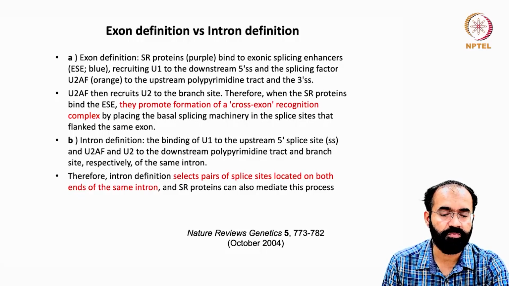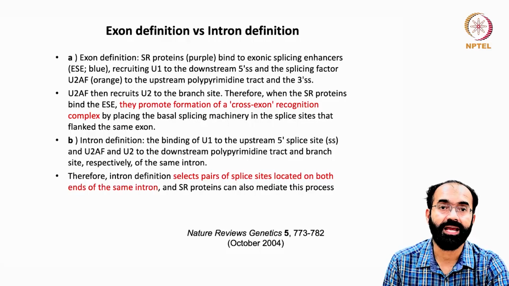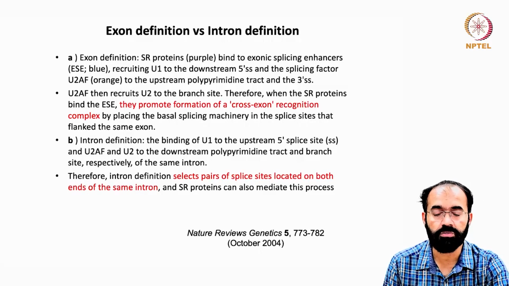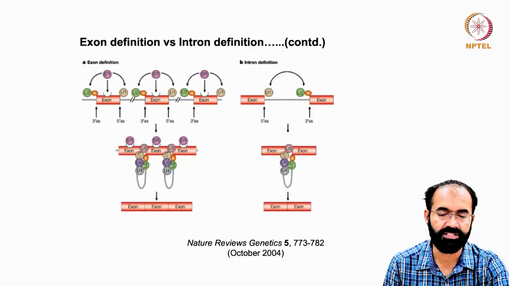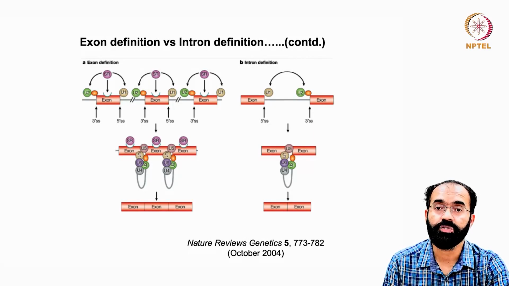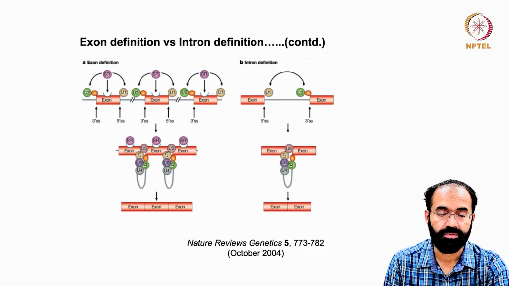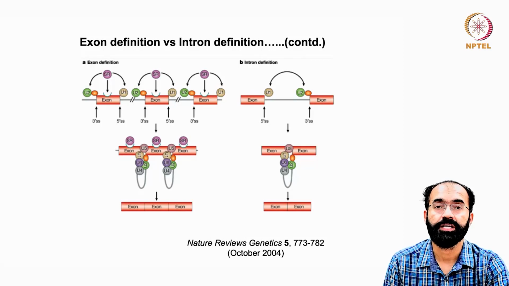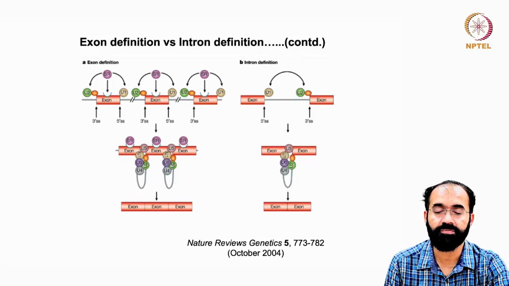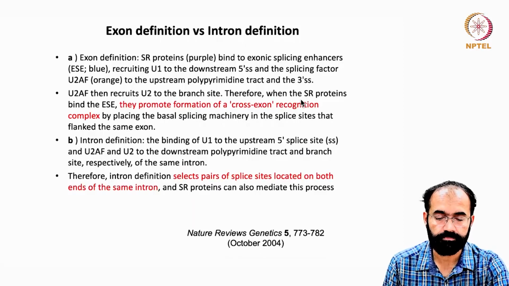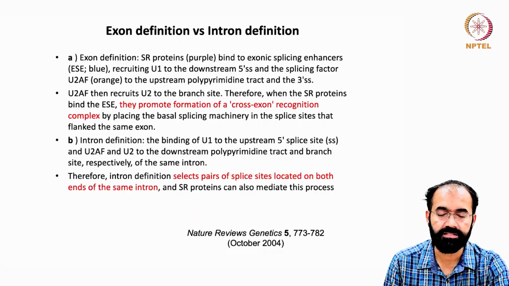So intron definition selects a pair of splice sites located on both ends of the same intron, and the SR proteins can also mediate this process, as you saw in this picture. So exon boundaries are defined by U2AF and U2 upstream and U1 downstream, whereas in the case of an intron, it is U1 upstream and U2AF and U2 downstream. Those who are interested can read this Nature Reviews Genetics article, which appeared a few years ago.